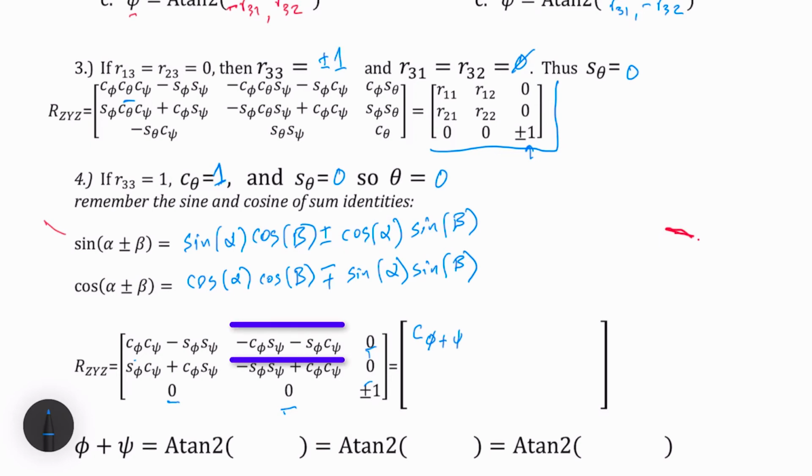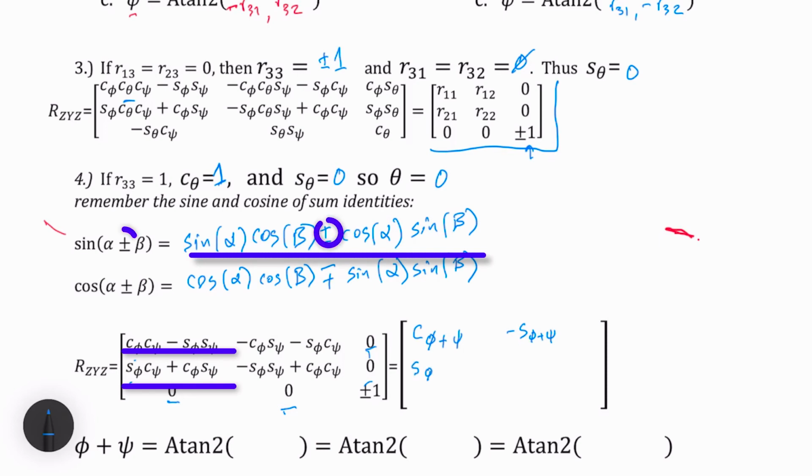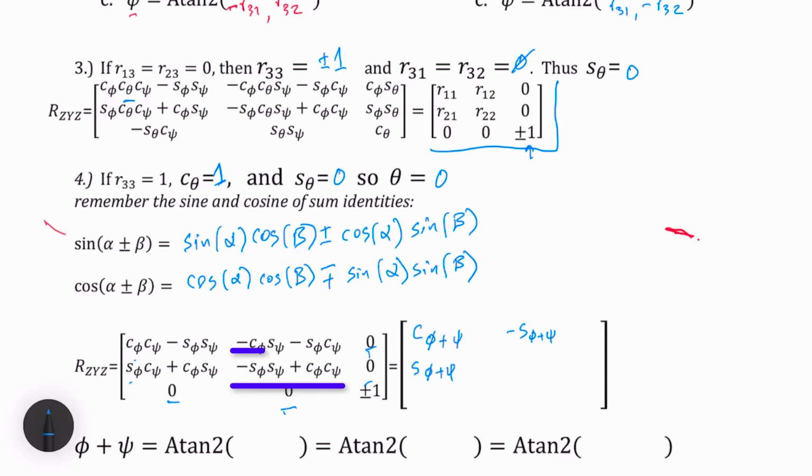Over here we've got negative sine phi cosine psi, so these are negative in everything. So that's going to be the negative of the sine there. It's the negative sine of phi plus psi. Right over here, it's a positive sine cosine plus cosine sine. Well, that's going to be the positive sine of phi plus psi. And then over here, if we flip that around, you see this is the cosine cosine minus the sine sine. And so that again is our cosine of phi plus psi.